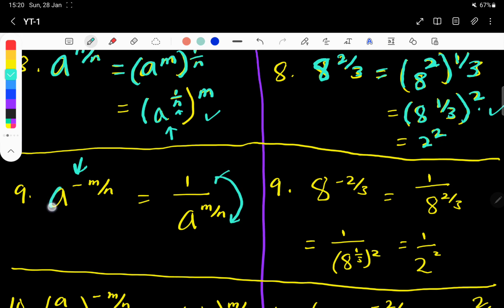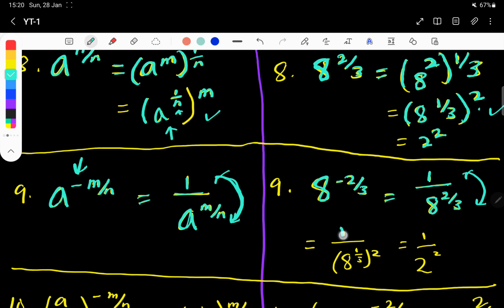For example, let's say you have a power of negative m over n. So what you need to do is remember to upside down it. Then you have 1 over a, power of m over n. For example, let's say you have 8 power of negative 2 over 3. Remember to upside down it, you get 1 over 8 power of 2 over 3.